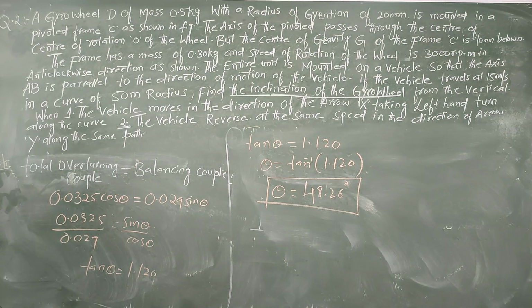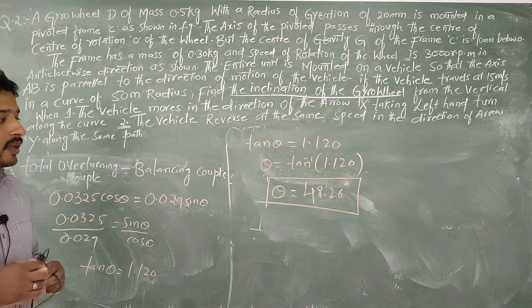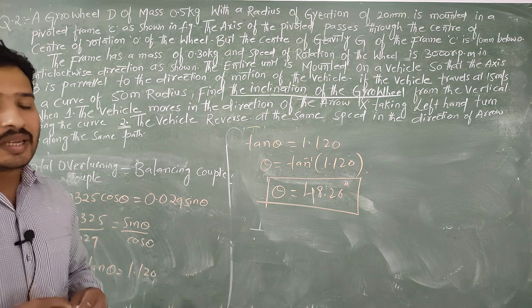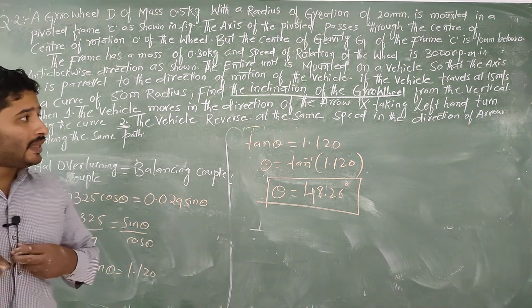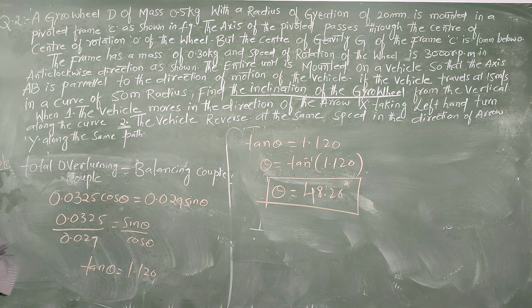The angle of inclination in the first case was 10.74 degrees; in the second case we are getting 48.26 degrees as the angle of inclination of the gyro wheel. Okay dear?